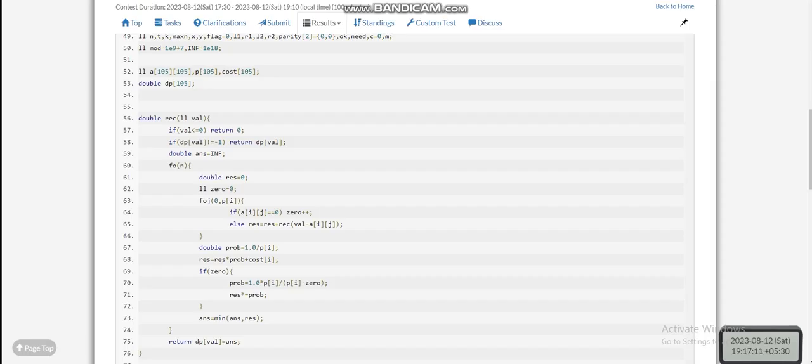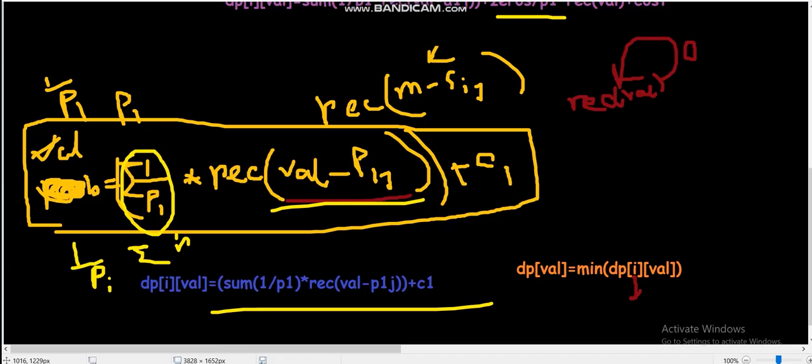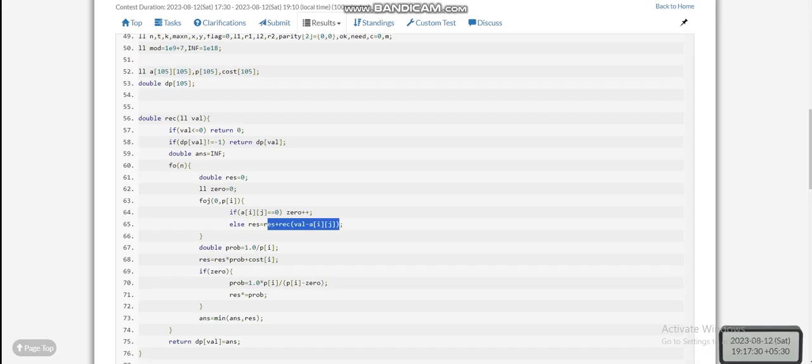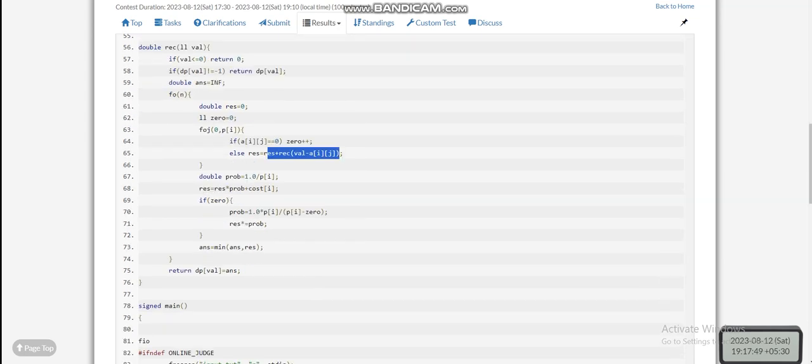That's what I am doing here. I have taken the sum of the res first, and at the end I am multiplying it by the probability plus the cost c[i]. Now if the count of zeros is greater than 0, then we multiply by this thing, where I have written p[i] by p[i] minus z. This is nothing but p[i] by p[i] minus z. And at the end I am taking the minimum of answer and res, where res is nothing but the dp[i][val] value here. For every roulette wheel we take the minimum of answer and res, and at the end we return the answer. I hope you got it.